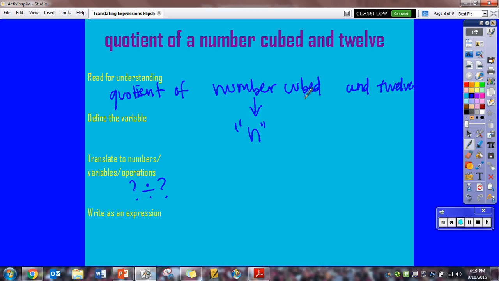So quotient of means that I'm dividing something, but I don't know what those somethings are yet. Then I have a number cubed. Well, we've been talking about this in class. That means I'm taking a number and I'm raising it to the 3rd power. And then I have 12. Well, I know that I'm dividing something by something else, and in this case it lists this one first, and I'm dividing this. So I take my n cubed and divide by 12. And like we discussed earlier, I can also write this as n to the 3rd over 12.